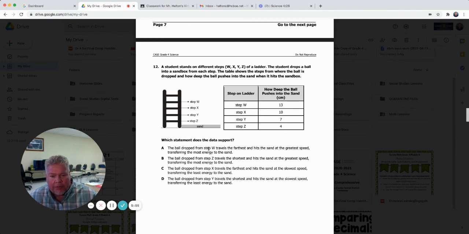The ball dropped from step W, travels the farthest and hits the sand at the greatest speed, transferring the most energy to the sand. Makes sense to me. The ball dropped from step Z, travels the shortest and hits the sand at the greatest speed. No, it's going to pick up more speed the higher it's dropped from. The ball dropped from step X, travels the farthest. No, because W's higher than X. The ball dropped from step Y, travels the shortest. No, because Z would be shorter.